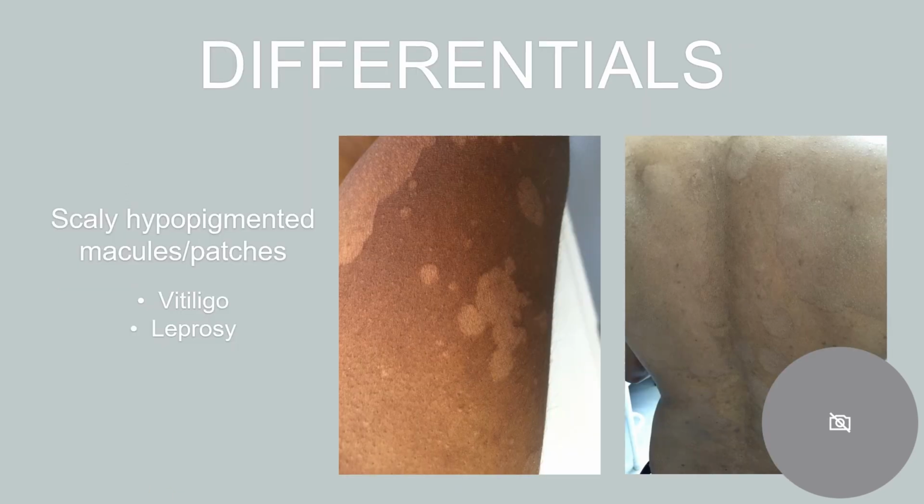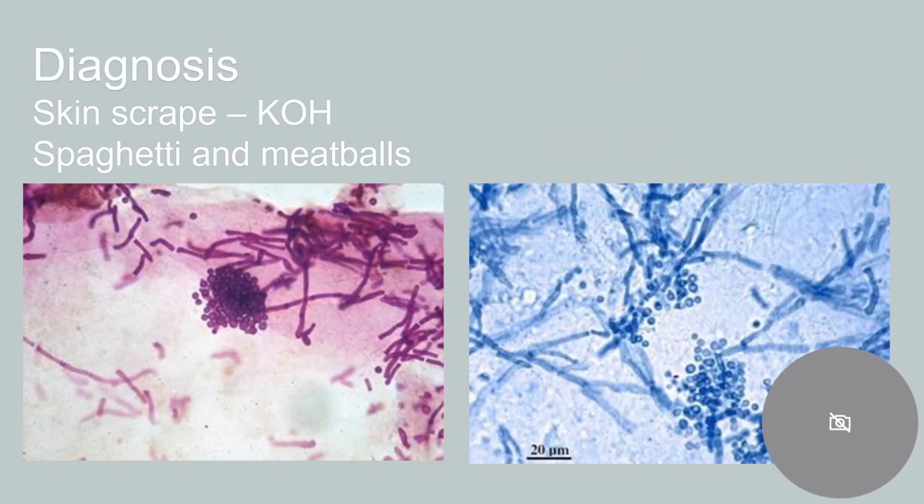The differentials for scaly hyperpigmented macules and patches include vitiligo, but that would typically be depigmented macules and patches, and also leprosy. The diagnosis is by doing a skin scrape. You can use a device to scrape some skin onto a slide and add 20% potassium hydroxide to that glass slide. When you look at it under the microscope, you would find these spaghetti and meatball collections of hyphae and spores.